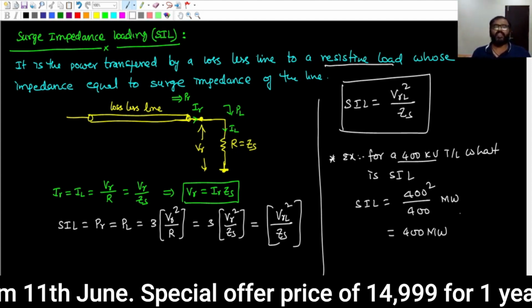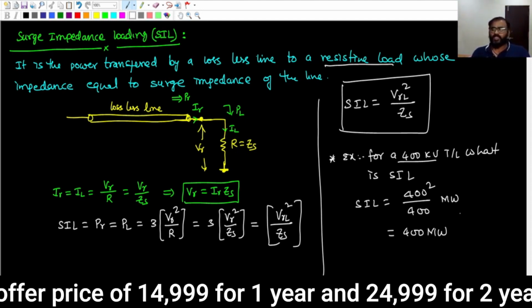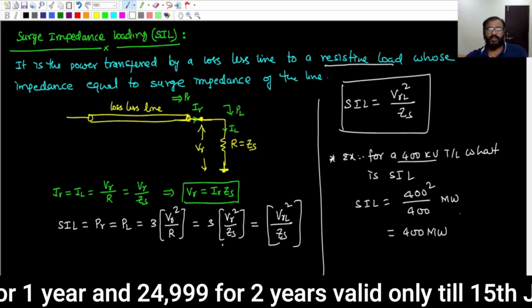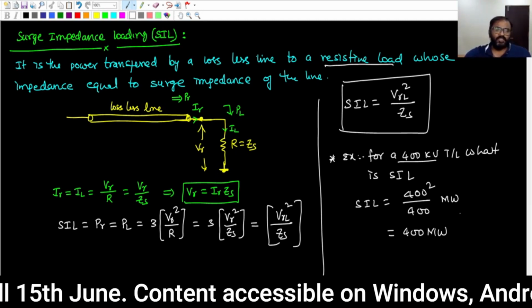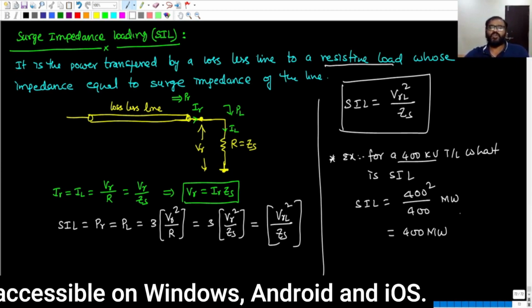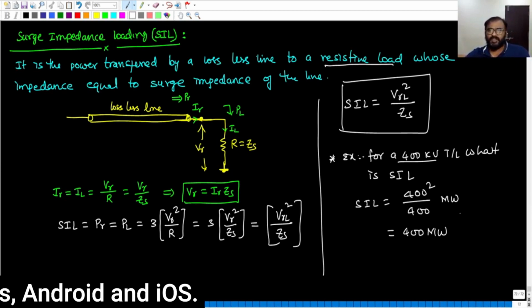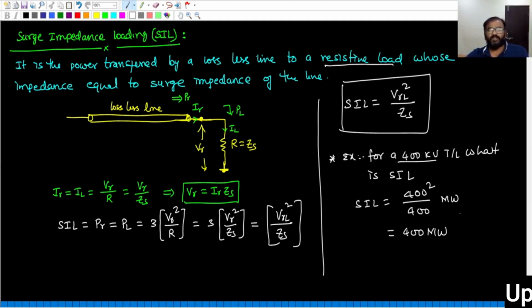That means if the surge impedance is given, you have to take it. If inductance and capacitance are given, you have to calculate it. Suppose the surge impedance is not given in the problem, and inductance and capacitance are also not given, then you have to consider 400 ohms.